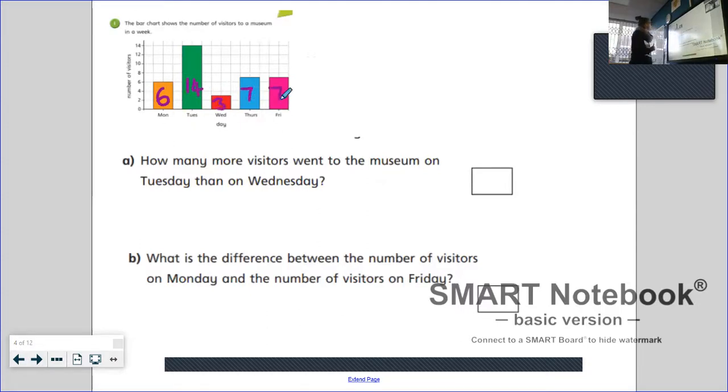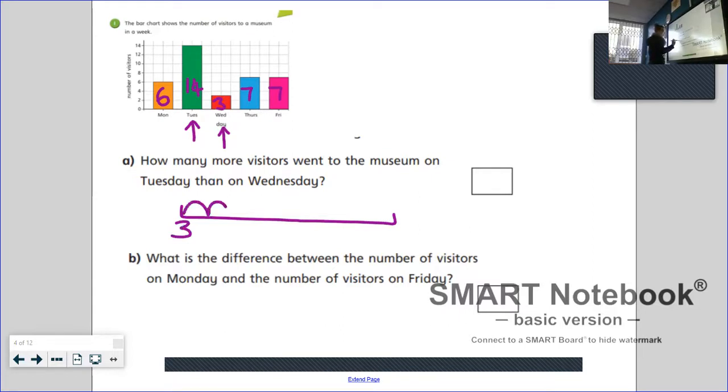That'll help us. How many more visitors went to the museum on Tuesday than on Wednesday? Now, how many more visitors? So we're looking at the difference. We can do it in different ways. We could have our smallest number, which is 3, and go up to 14. So 3, 4, 5, 6, 7, 8, 9, 10, 11, 12, 13, 14. And then count them: 1, 2, 3, 4, 5, 6, 7, 8, 9, 10, 11.